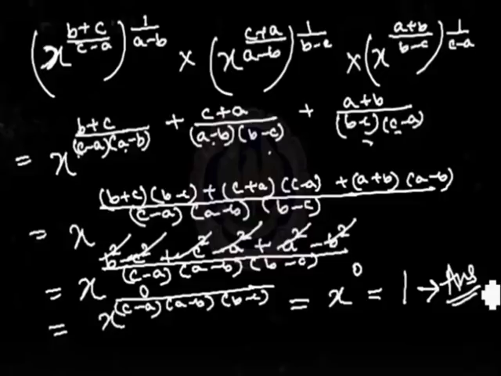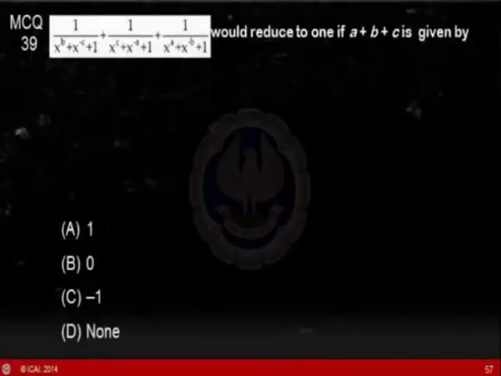Okay, let's move on to the next question. Next question, MCQ 39. 1 by (x to the power B plus x to the power minus C plus 1) plus 1 by (x to the power C plus x to the power minus A plus 1) plus 1 by (x to the power A plus x to the power minus B plus 1) would reduce to 1 if A plus B plus C is given by.